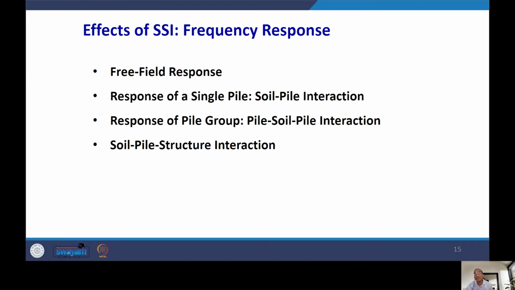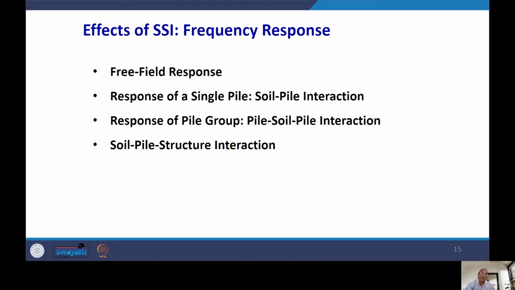What is free field? You already know that free field is a case where you don't have any foundation or any structure inside the ground, and it should be level ground. It should not be sloping ground. So in the case of free field, there is nothing, no foundation, no piles inside the system.